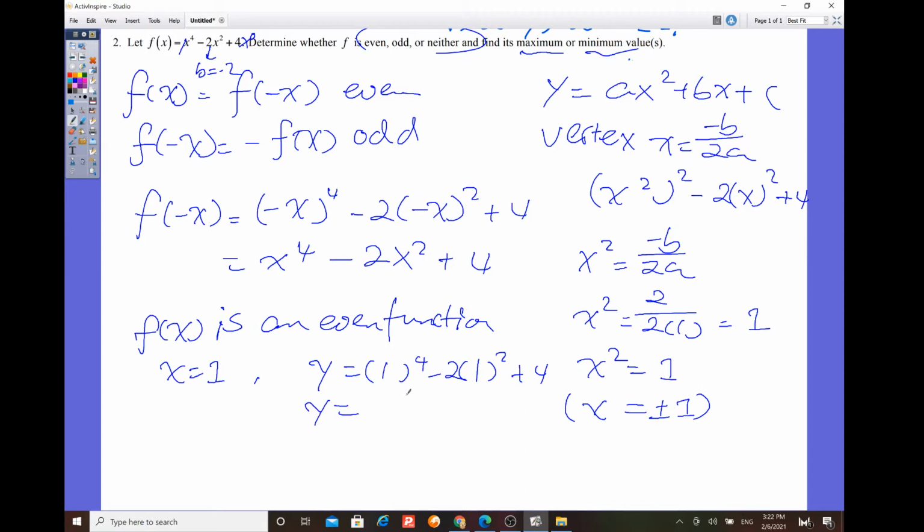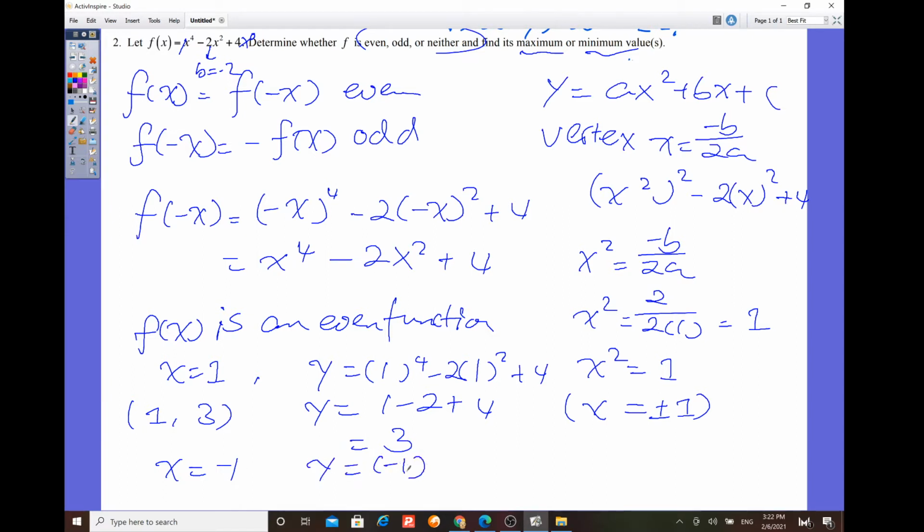So y equals 1 minus 2 plus 4, which is 3. So we got 1 comma 3. And what about at negative 1? Since we know the function is even, it's symmetrical with respect to the y-axis. So at negative 1, it's the same result. It's going to be 3. Let's just verify it.